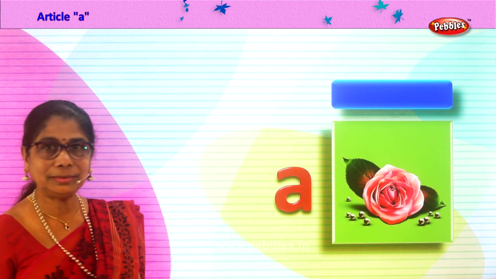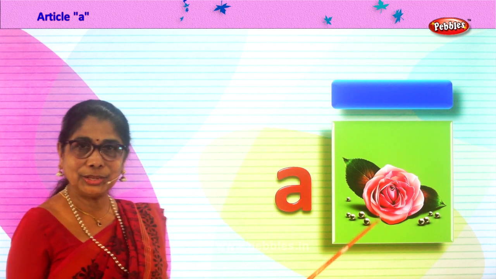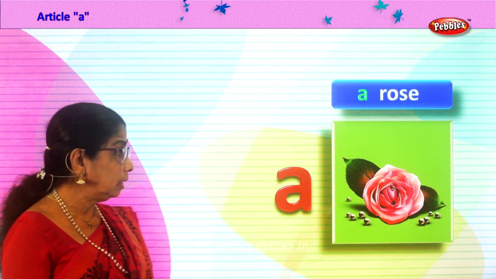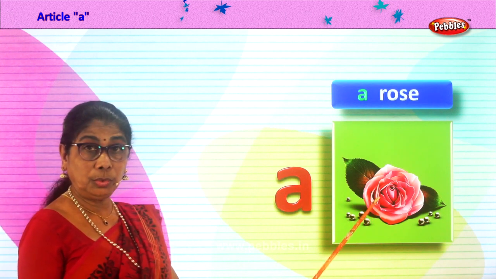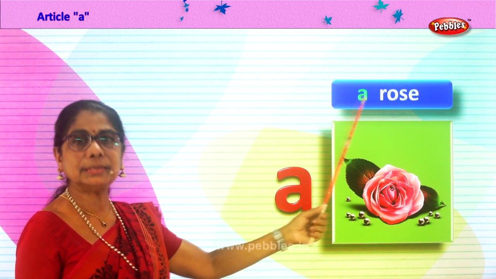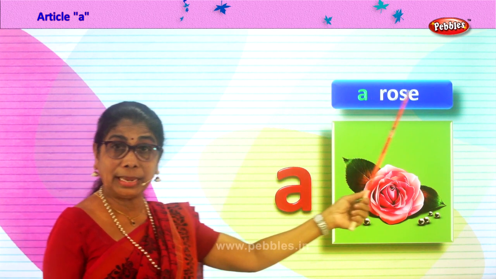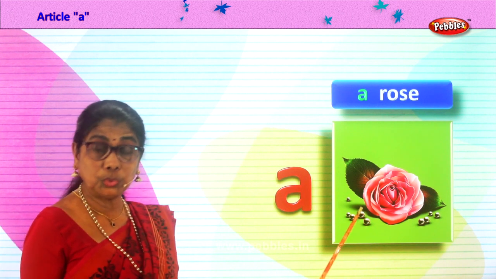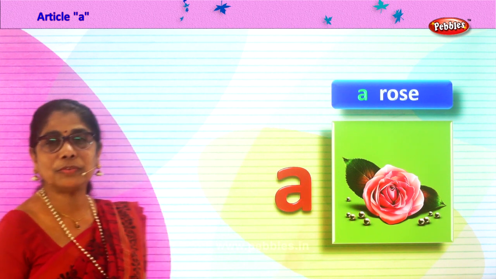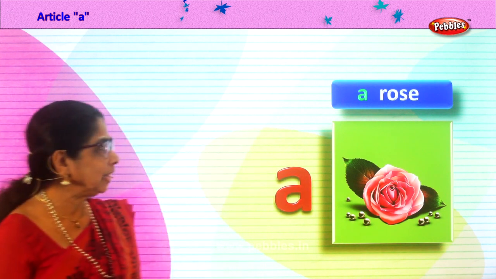See what we have here. You love this? What is this? Rose. Where do you use the rose? You put it on your head. You give it to mom or teacher on special days. Read. A rose. Rose begins with letter R. It's a consonant. Article A is used before consonant. A rose. R-O-S-E, rose. A rose. Are you enjoying, children? Use of article A in front of consonants? Good. Let's go on to our next picture.